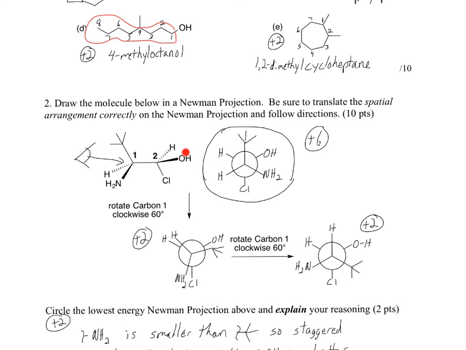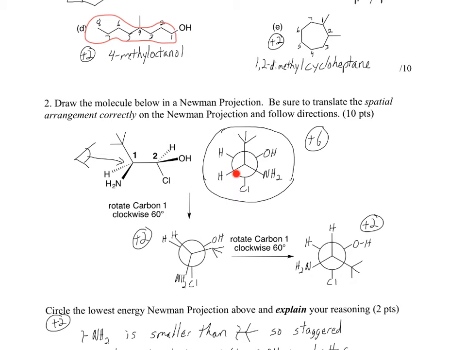Now if you go to carbon 2, OH is on the same side as NH2, so those would be right there. The chlorine is down, so the chlorine's there, and the H is there. Now we want you to rotate carbon 1 clockwise 60 degrees. And so everything in the back stays the same. The OH, the H, and the Cl don't move. Just rotate the first one.